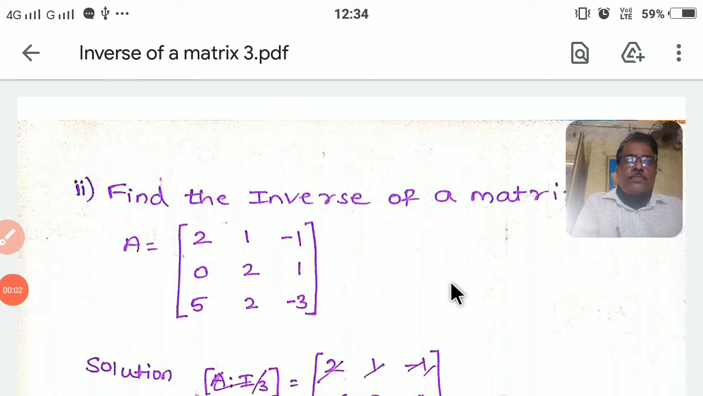Good morning, students. So today we solve one more problem on finding the inverse of a matrix using elementary row transformations. So here the problem is find the inverse of a matrix. The matrix is given by A is equal to 2 1 minus 1, 0 2 1, 5 2 minus 3. So this is a given matrix. Next we find the inverse of this matrix.